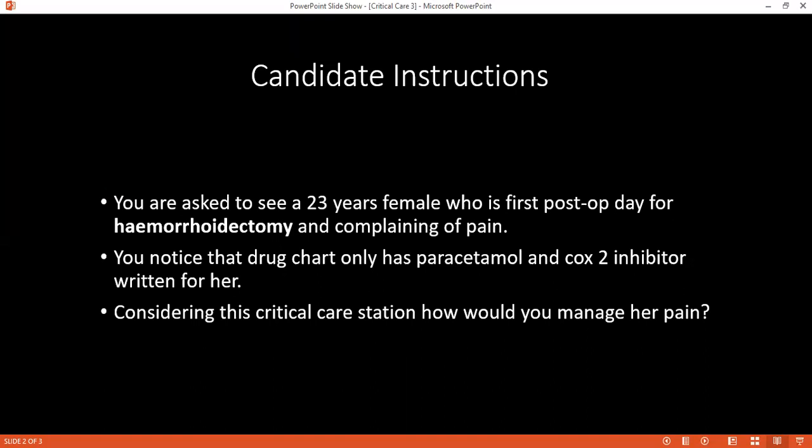Sorry, I have to interrupt you. Since the patient is taking paracetamol and a COX-2 inhibitor, how would you make sure that the patient is not suffering from paracetamol overdose? How would you assess? Yes. The patient may have nausea, vomiting, dizziness, hypotension, and the patient may also have deranged liver function.